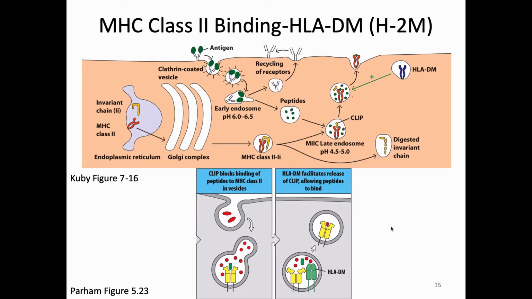HLA-DM interacts with the MHC Class II peptide complex and actually leads to a mechanical force that dislodges the CLIP peptide, thus opening the Class II binding cleft and allowing some type of antigenic peptide to bind. DM will then interact with Class II again, and this process will keep going until there is a peptide that is bound with enough affinity that it cannot be knocked out.